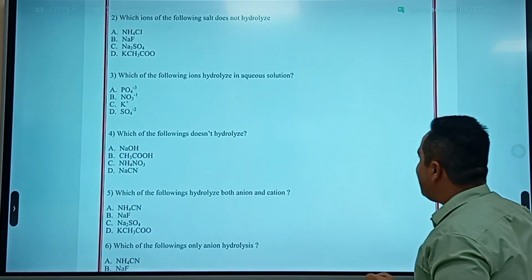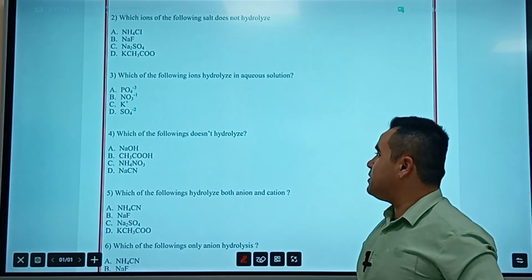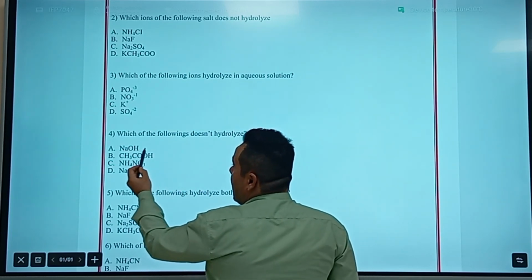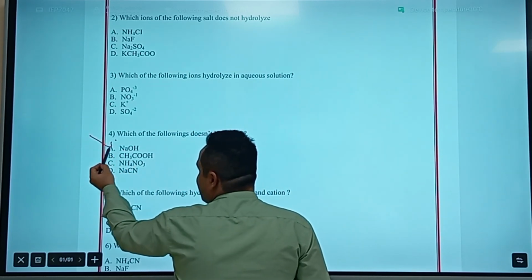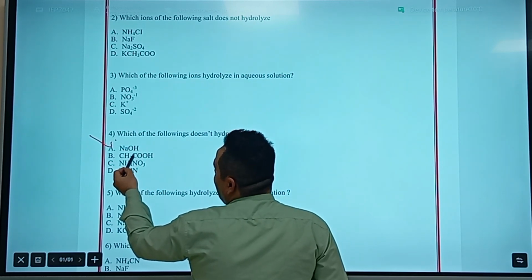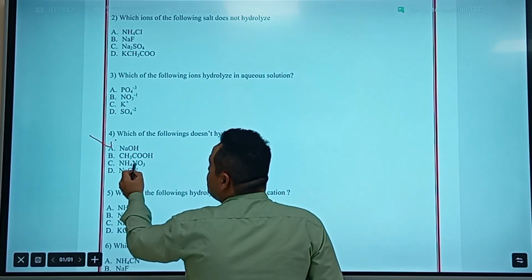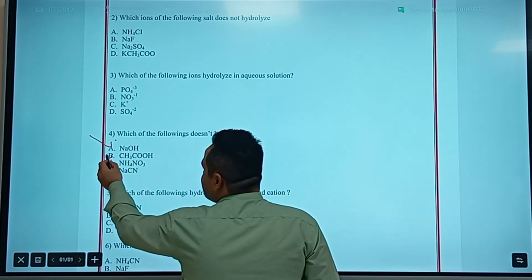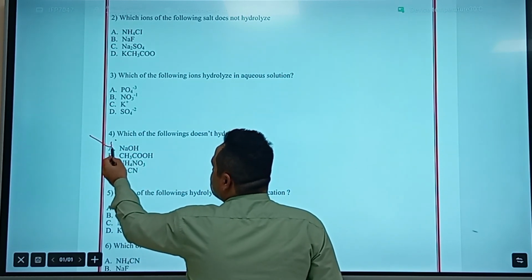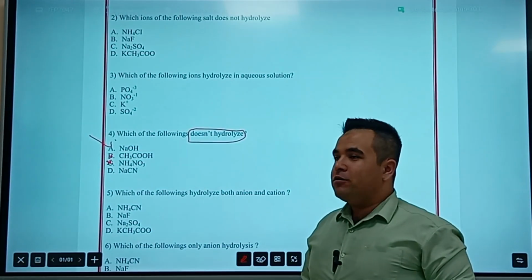Which of the following does not hydrolyze? When it requires does not hydrolyze, just use the technique that we said. NaOH does not hydrolyze. CH3COO negative has an ion that undergoes anion hydrolysis. NH4NO3 undergoes cation hydrolysis. NaCN undergoes anion hydrolysis. That's why the only one that does not hydrolyze is A, which is a metal hydroxide.